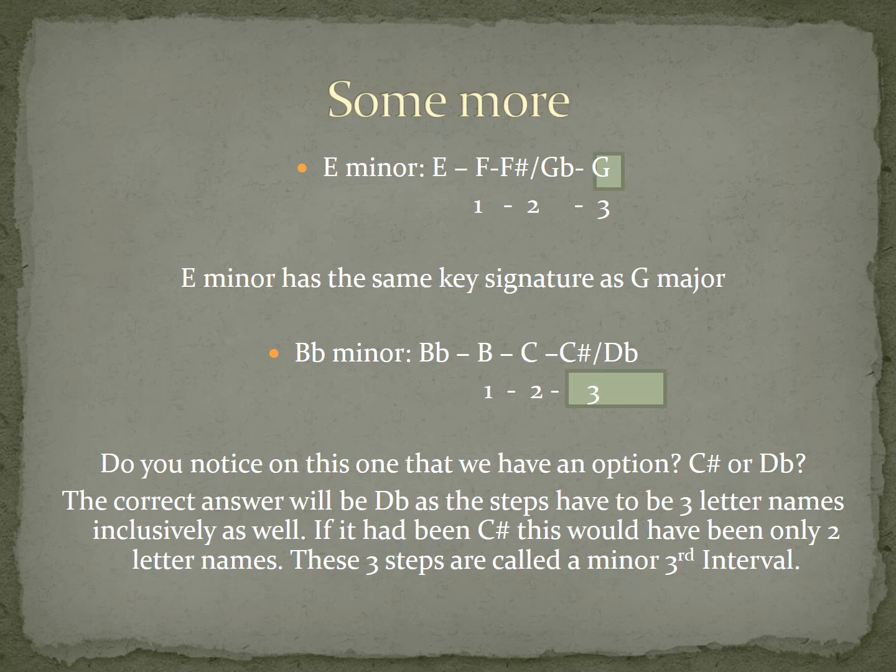The obvious thing was to say that B flat, it has to be D flat because they both have flats, but actually there's more than that. The correct answer will be D flat. But the easiest way to remember it is that when you're taking the steps, it must also be inclusively 3 letter names. So if we go from B flat, or the letter B, to the letter D, that's 3 letter names inclusively. If we were regarding it as C sharp, it would only be 2. Now, that is called a minor third interval. If you're not familiar with intervals, then please visit the lesson that's about intervals.